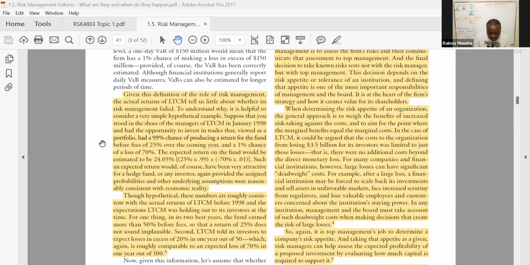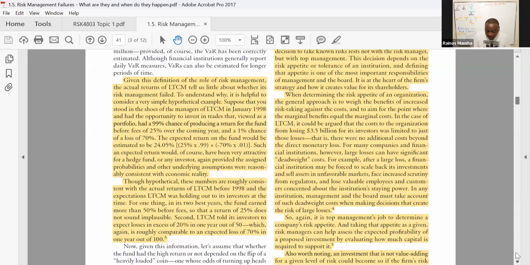But here they say, such an expected return would, of course, have been very attractive for a hedge fund or any investor, provided that the assigned probabilities and other underlying assumptions were reasonably consistent with economic reality. Though hypothetical, these numbers are roughly consistent with the actual returns of LTCM before 1998 and the expectations LTCM was holding out to its investors at the time.